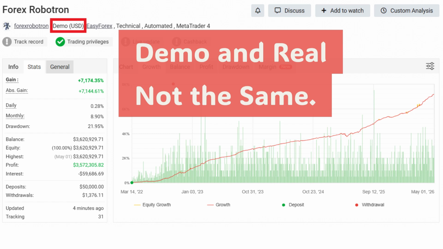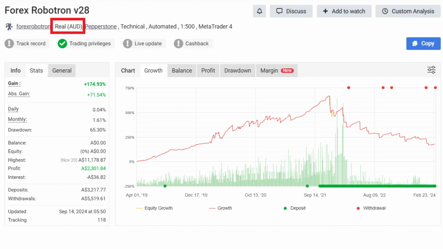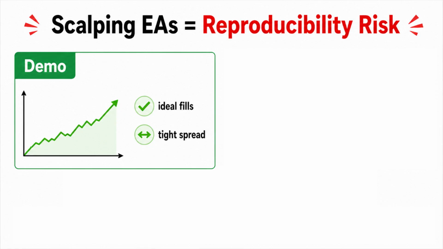This difference becomes especially important for scalping EAs. In a real account, the result may not be reproduced as smoothly as in a demo account. Even if performance rises strongly for a while, a large drawdown can appear later. It is dangerous to judge an EA only by demo account results. Scalping EAs in particular have a major reproducibility problem.